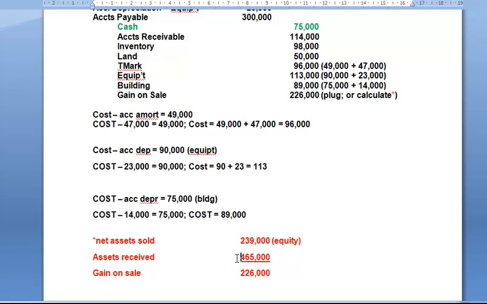They got $465,000. They gave up total equity of $239,000. So they gave up less than what they got, so they got a good deal. So that's a gain of the difference. You can plug it or you can calculate it. All right, and now we have the gain.